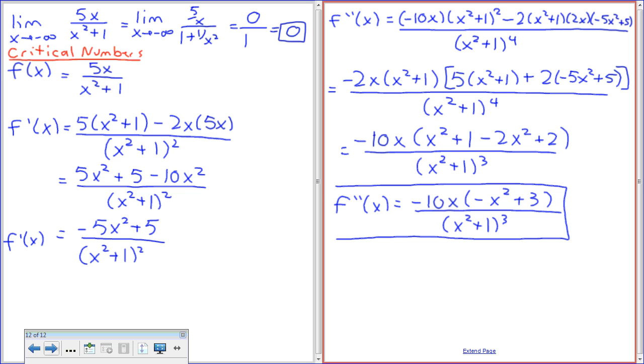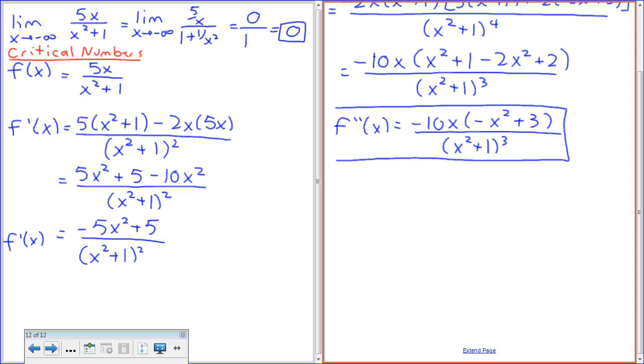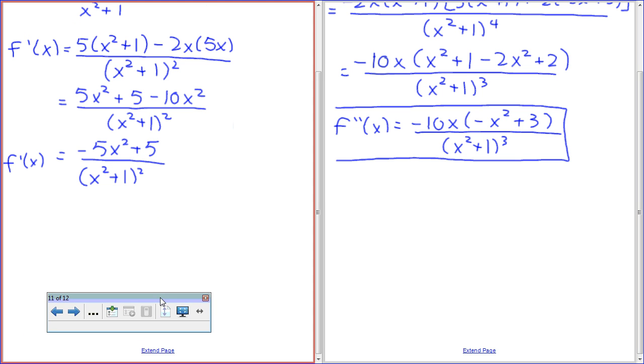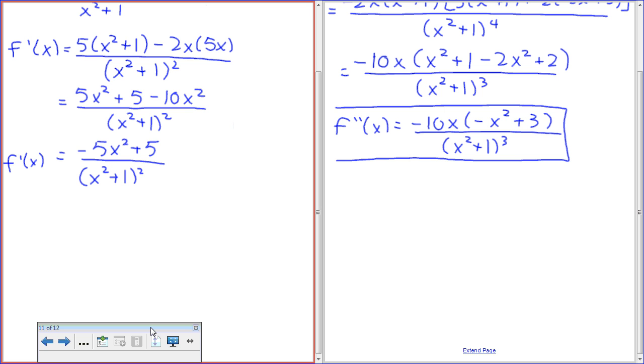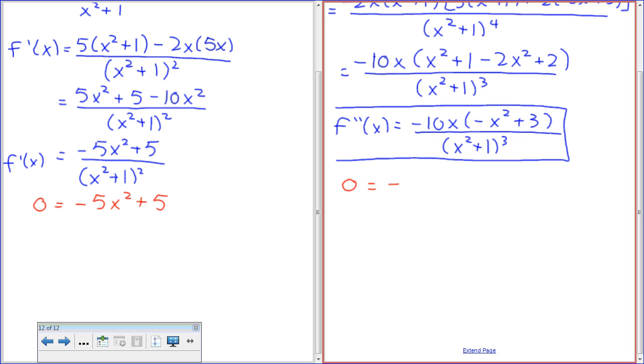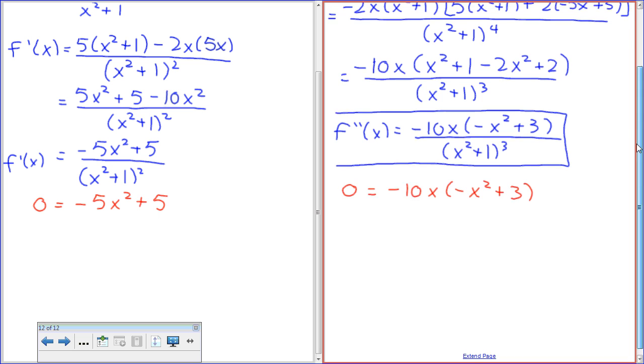Well, we're finding zeros, right? So if you take a look now, you can very easily solve this equation. I'm going to make both these go down a little bit. So all I have to do is solve 0 equals negative 5x squared plus 5, and here I have to solve 0 equals negative 10x times negative x squared plus 3. Now I know you're saying, Mr. Sal, that looks difficult. I'll deal with that in a sec, okay? Are we okay with what I'm doing right here for the solving? Sorry, I got too excited there.